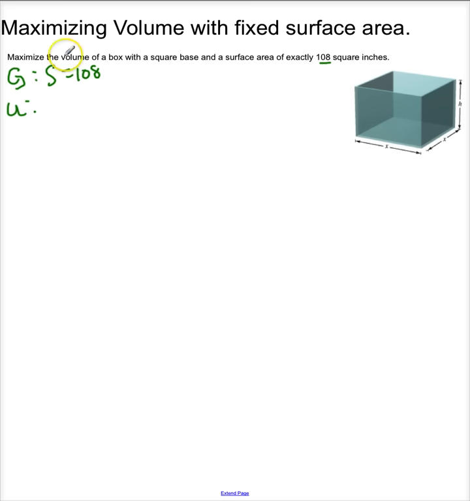Now, what is my unknown? What am I looking for? I'm being told to maximize the volume of the box. So I want the volume maximized. Now this tells me what I'm going to have to take the derivative of. E is equation. Now what's the volume of a box? Well, the volume of a box is the area of the base times the height. So for this one, it is x squared times h.